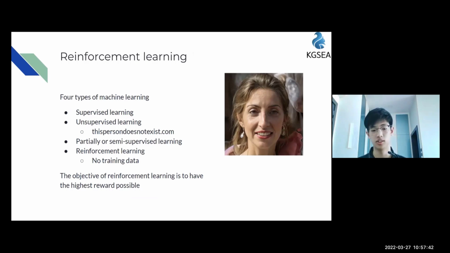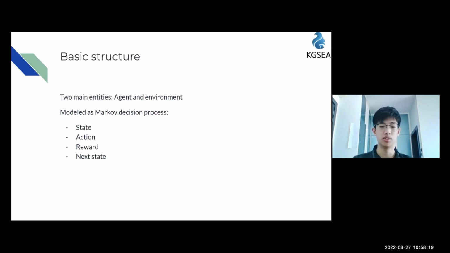And finally, reinforcement learning, which we'll be doing today. This one is special because it doesn't have any training data. All it's given is an environment, and your model has to sort of find its way through it. So these would be problems like playing Pac-Man, playing chess, playing games, or possibly driving. AlphaGo was made using reinforcement learning and supervised learning combined. And the objective of reinforcement learning is to have the highest reward possible. Reward would be some way of rewarding the model for doing the right thing. How it's calculated will be explained soon.